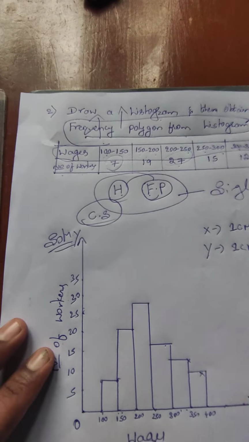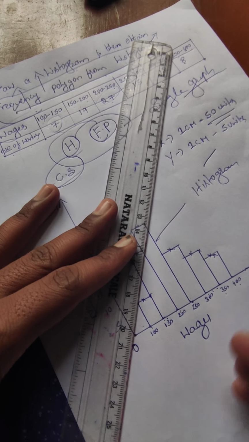For 100 to 150, we have to identify the midpoint. Next 150 to 200, 200 to 250, 250 to 300, 300 to 350, and 350 to 400, again we identify the midpoint. First we identify the midpoints of the class intervals. After identifying them, we connect all the midpoints.